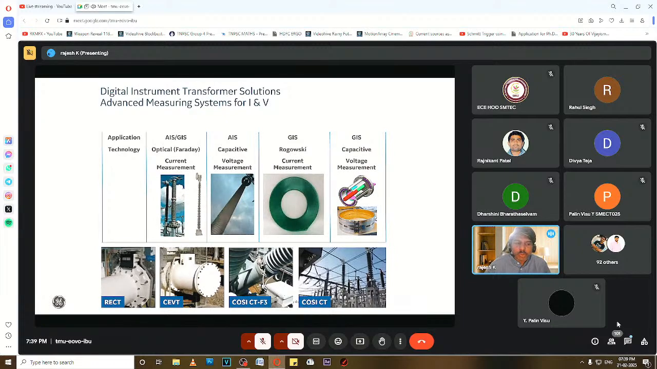Rogowski-based sensors for current measurement, or capacitive-based voltage measurements, and optical sensor-based current measurements.